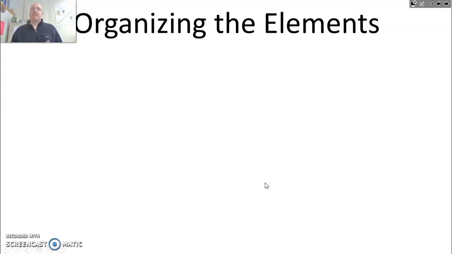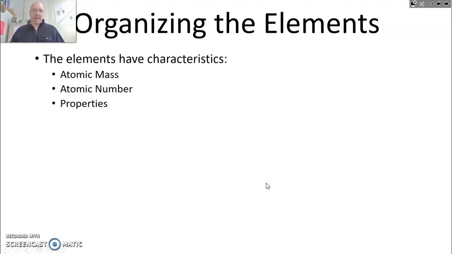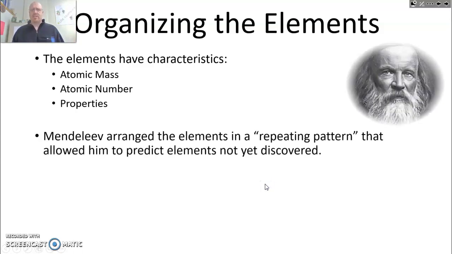Now, the reason we have a periodic table is because we're trying to organize the elements. Elements all have characteristics: the atomic mass, atomic number, and then the properties. And as people were discovering new elements, they were finding out that some of these elements have similar properties, even though there was a large gap in number between them. And so they were trying to arrange them.